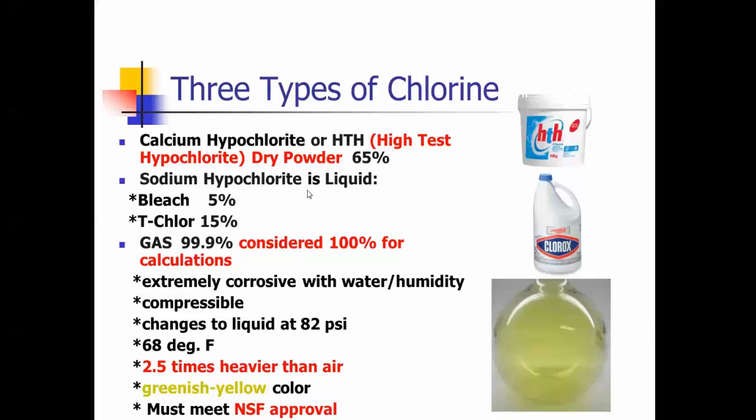Sodium hypochlorite is liquid. The bleach that you have in your home is about 5%. There's a T-chlor that's 15%. When you're considering your calculations, when you do your chlorine calculations, you should figure them at 100% purity.